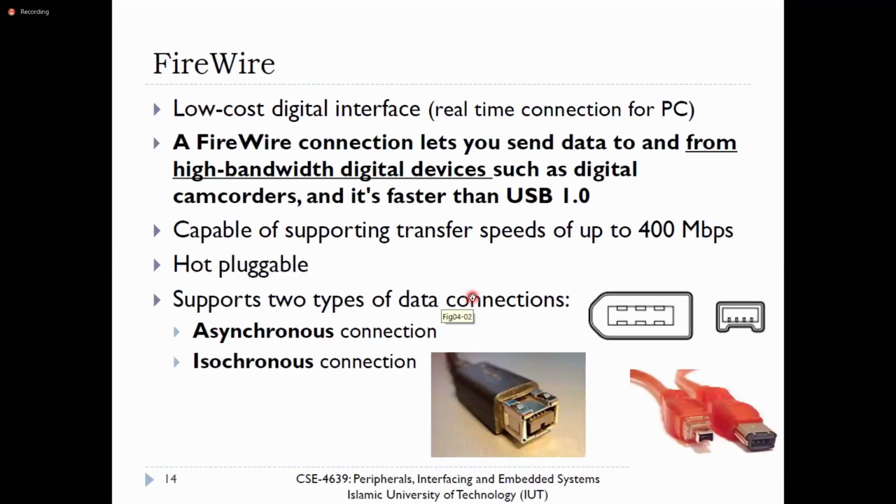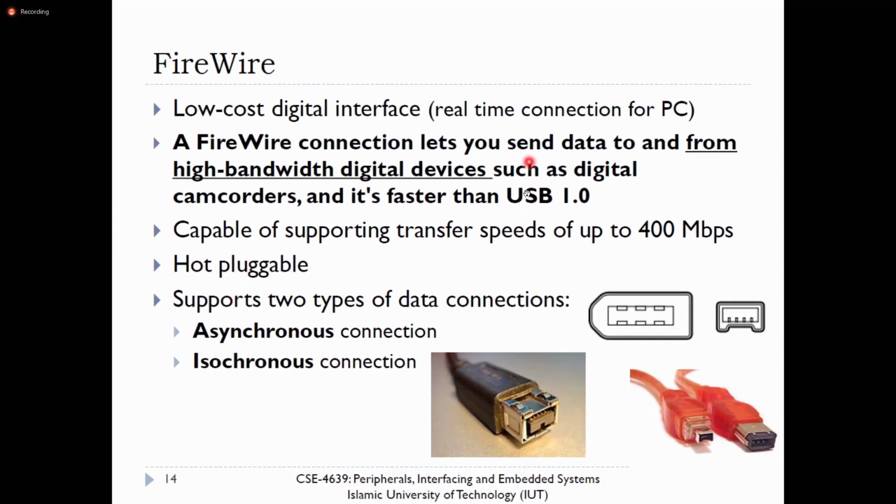Now I will talk about some other connectivity and external interfaces. The next interface is FireWire. You may have heard the name FireWire, and this is a local digital interface, but it can be connected in real time with the PC. A FireWire connection lets you send data to and from high-bandwidth digital devices such as digital camcorders, and it's faster than USB 1.